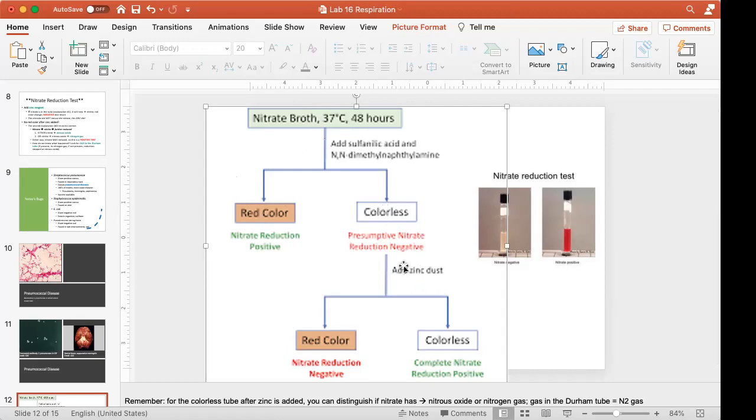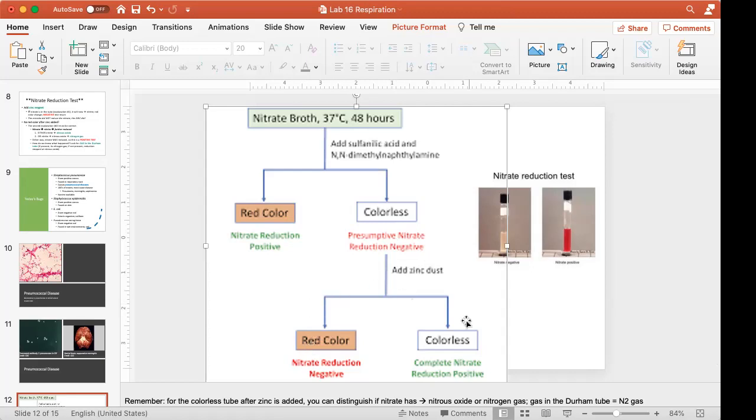So I'm going to add zinc. If the tube turns red, I've got a negative result. My microbe did not reduce the nitrate, but the zinc did. There must have been nitrate in that tube because zinc can reduce nitrate to nitrite.